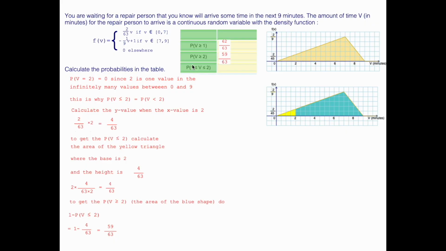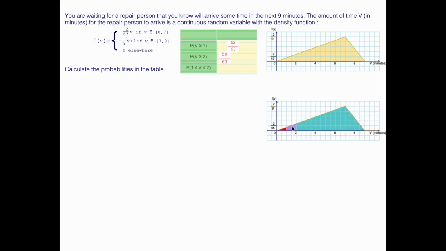The last one: find the probability that the repair person will arrive between 1 minute and 2 minutes. We're looking at this purple region right here. We know the area of the blue region. We know the area of the red region. We know that the total probability is 1. It's 1 minus the area of the red region minus the area of the blue region.